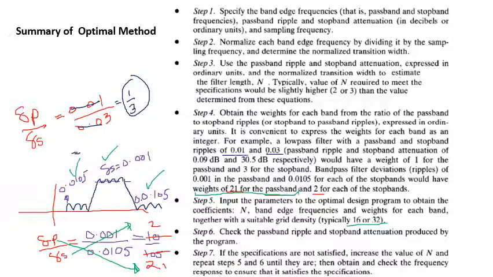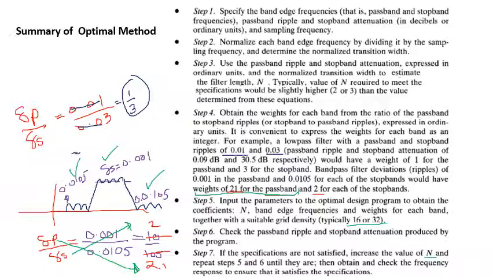Okay, so inputting all this information to the program, we'll get the coefficients. Then we check the pass band ripples and the stop band ripple attenuation produced by the program. If the specifications are not satisfied, increase the value of N, that is the number of filter coefficients, and repeat the above mentioned steps until they are obtained, and check the frequency response to ensure that it satisfies the specifications.